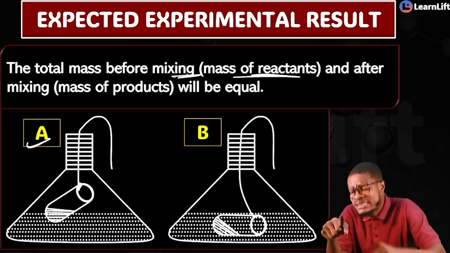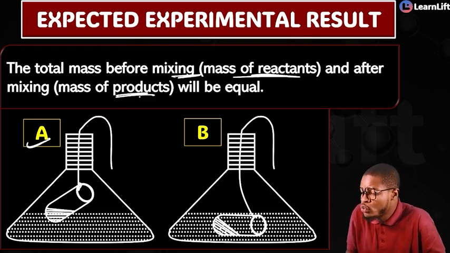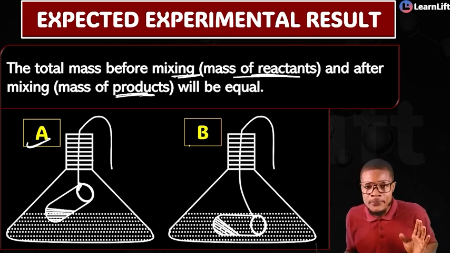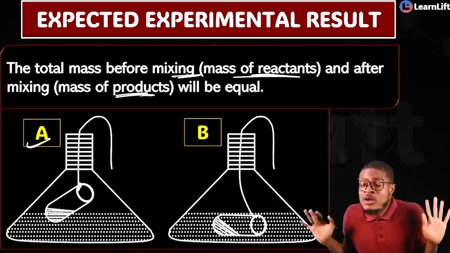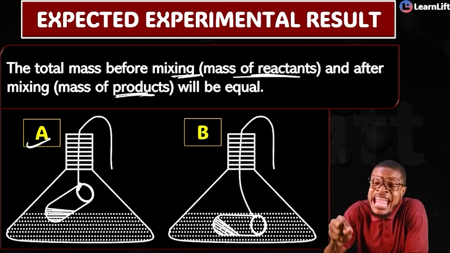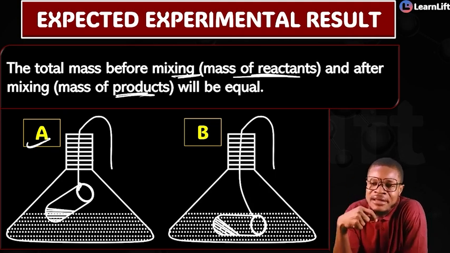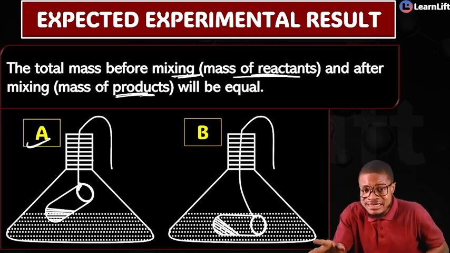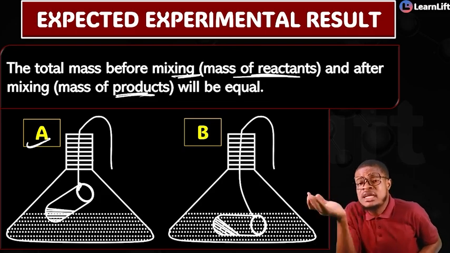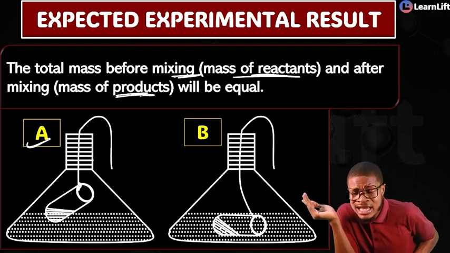And after mixing, the mass of the product, which is B, will be equal. If the two of them are equal, that means they have obeyed the law of conservation of matter, or the law of conservation of mass. If the two of them are not equal, that means they did not obey. Are you understanding it now?